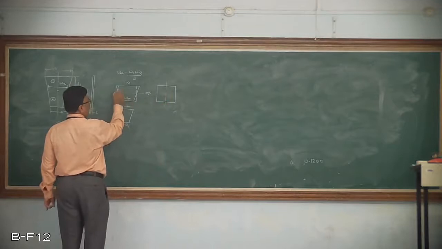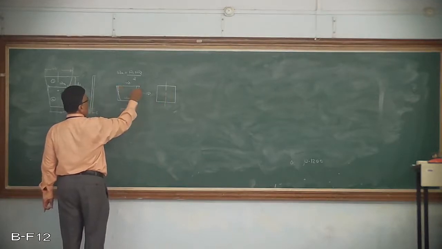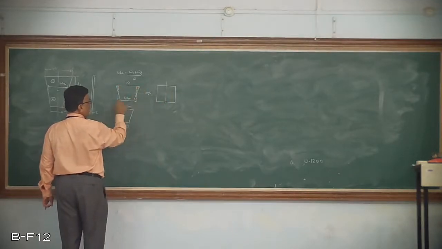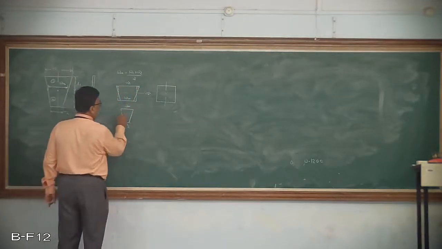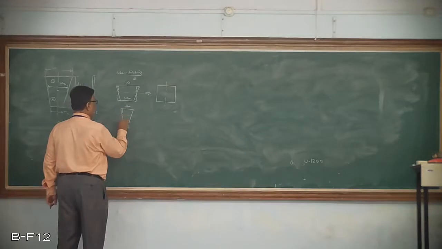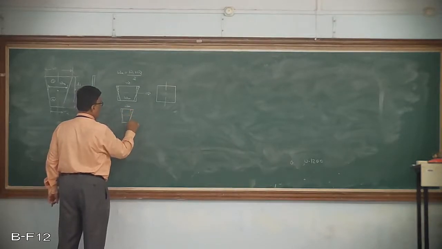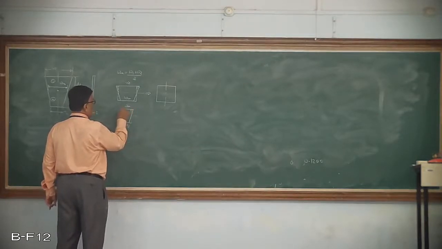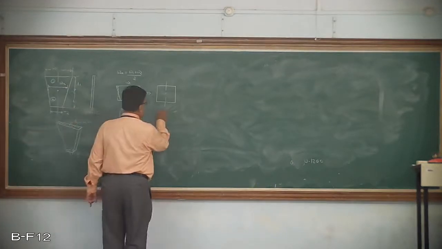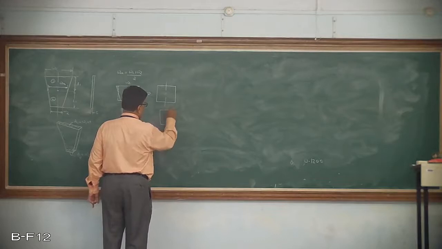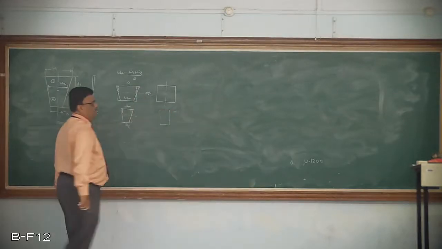Whatever extra is there here, I want to add it here and make it a rectangle. Similarly, if I take the midpoint rule here also, I will convert this into this, and whatever extra material is there, I will transfer it here, and I will get another smaller element. This is now going to be the new element.